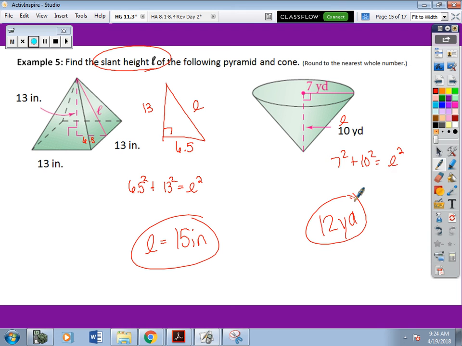If you wanted to, sometimes there will be triples that show up, so if you kind of forget those triples, you might want to go back and look at those in our previous chapters and jot them down, because sometimes they do show up and then you don't have to do Pythagorean theorem.